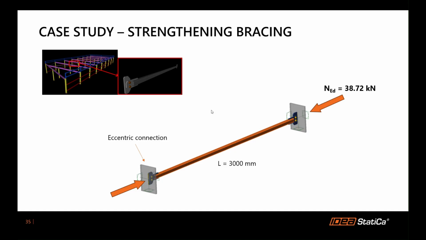If we isolate that member, now we see here it's the member modeled in the member application, approximately 3 meters long, with a normal force of 38.72 kilonewtons and the eccentric gusset plate connections on both sides.